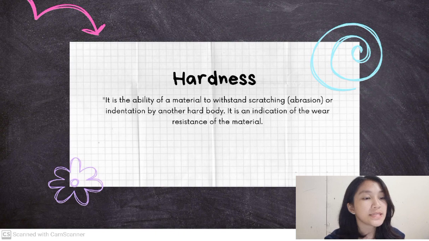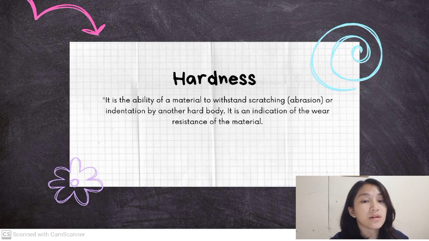Hardness. It is the ability of a material to withstand scratching, abrasion, or indentation by another hard body. It is an indication of the wear resistance of the material. Hardness ranges from super hard materials such as diamond, boron carbide, to other ceramics and hard metals, to soft metals and down to plastics and soft tissues.